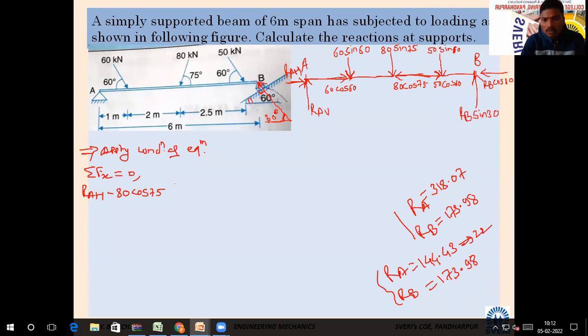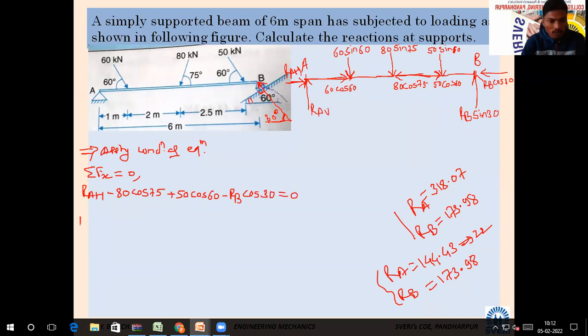Then 50 cos 60, where is it going, towards right or left? Towards right, so it will be positive, 50 cos 60. Then RB cos 30, where is it going? Towards left. So in your notebook, you will write it very precisely. Cos 30 equal to 0.